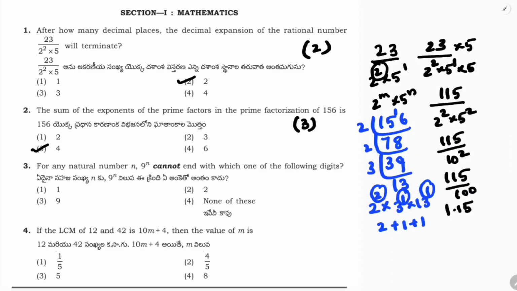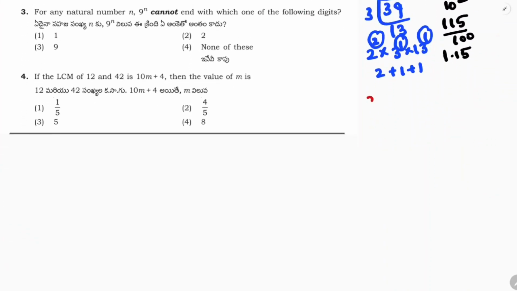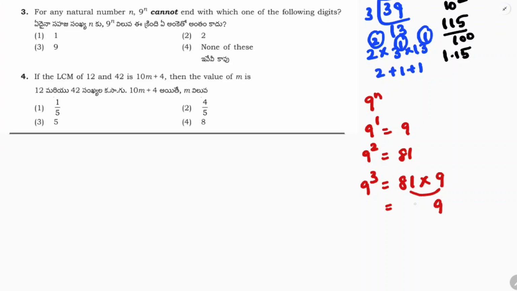For any natural number n, 9 power n cannot end with which of the following digits? Now see, 9 power 1 is 9. 9 power 2 is 81. 9 power 3 is 81 times 9, which is 729. Then 9 power 4 is 729 into 9, and 9 into 9 gives 1 again.